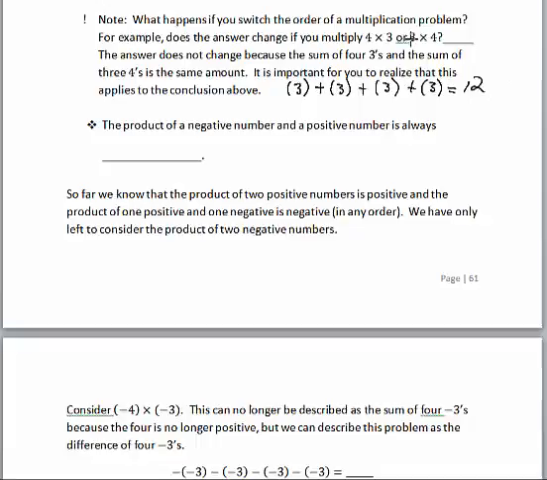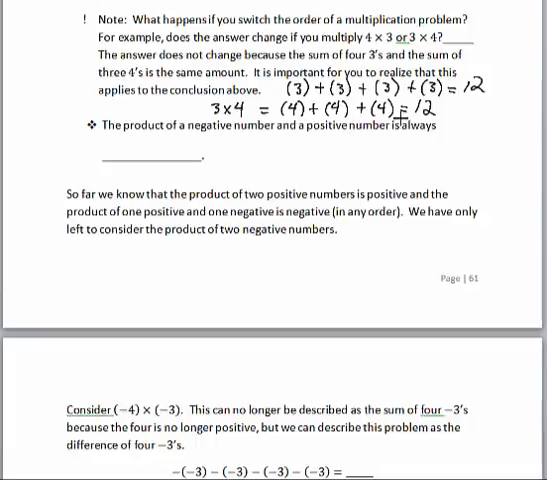Likewise, we can change the order. Okay, we could write 3 times 4, and in this case that means we have 3 4's and we're adding them together, and the sum of 4 plus 4 plus 4 is also 12.